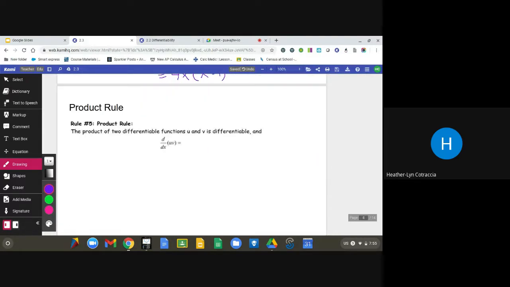So this one is where we get a little bit more involved. I think your first 4 rules were pretty straightforward. Product rule, this is when you have 2 things that are multiplied together. So this could also be called your multiplication rule.